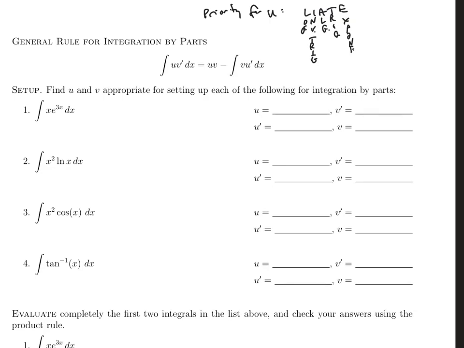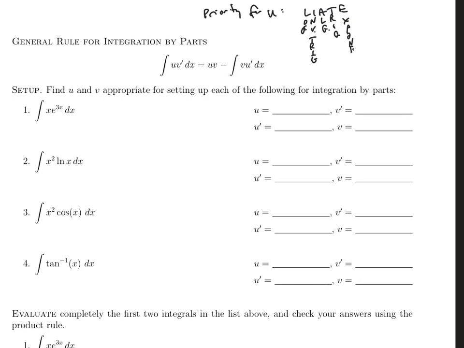The first problems are just about identifying what should be u and what should be v in each of these situations, and this requires some practice. And I encourage you to practice these because it can be a little hard to get used to the idea of working with u and v prime and u prime and v. It's very easy to get confused about where you are in that process. So here's how we do it.